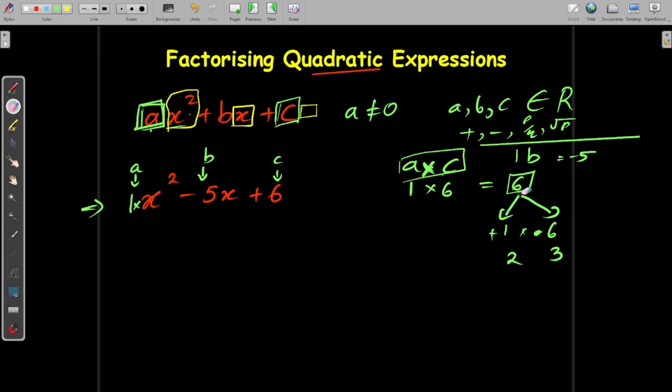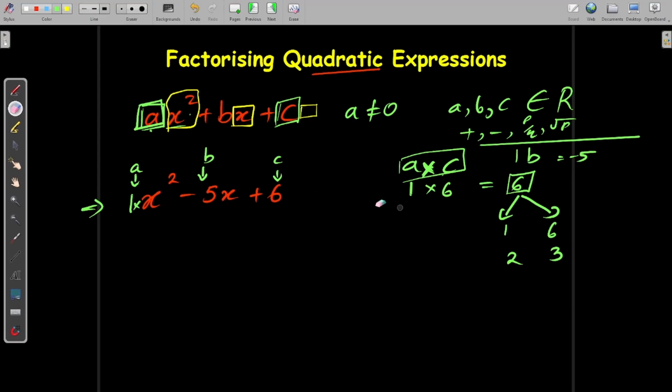Since this is a positive value, both of the factors should be plus, or both of the factors should be minus. What if we add minus 1 and minus 6? That ends up as minus 7, not minus 5. Plus 2 plus 3 is plus 5, but minus 2 and minus 3, if you use these two factors, add up to minus 5. Okay, now we can break this middle term.